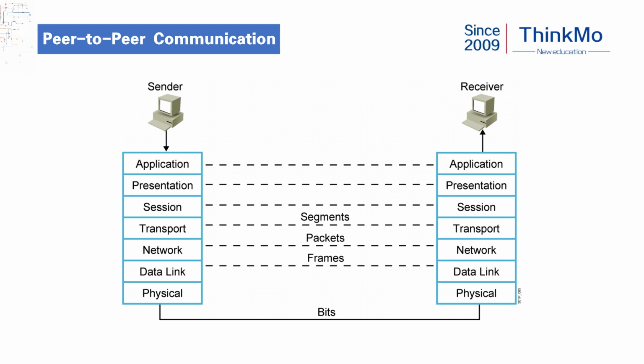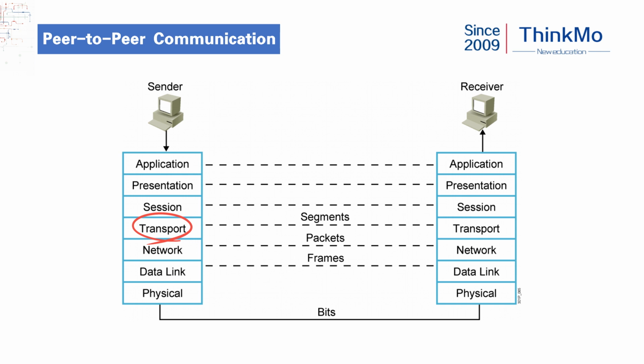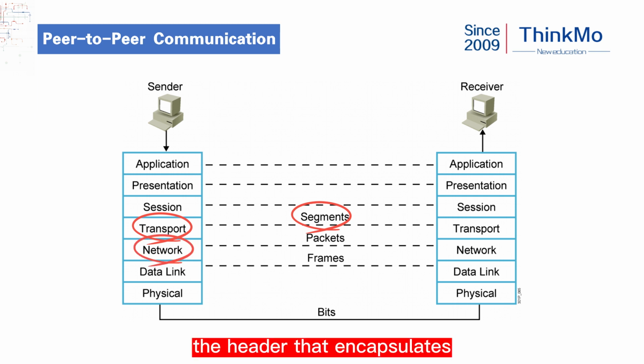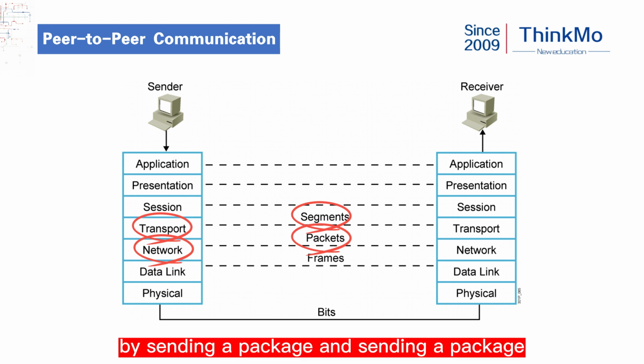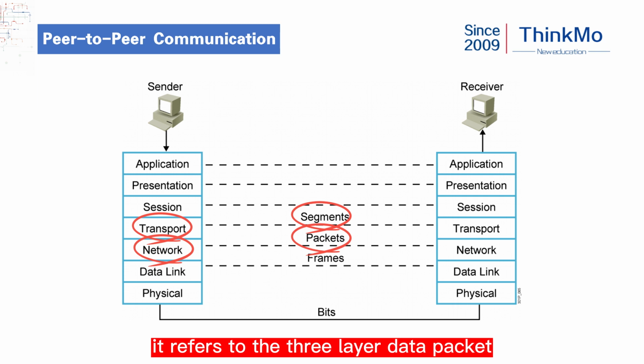First, for the sender. We won't talk about the 7th, 6th and 5th layers. When our data passes through our 4 layers, that is, after the encapsulation of the transport layer, this data is called a segment. At the 3rd layer, the header that encapsulates what we call the network layer, we call it a packet. This is what everyone means by sending a package. The delivery process of the package in fact refers to the layer 3 data packet.